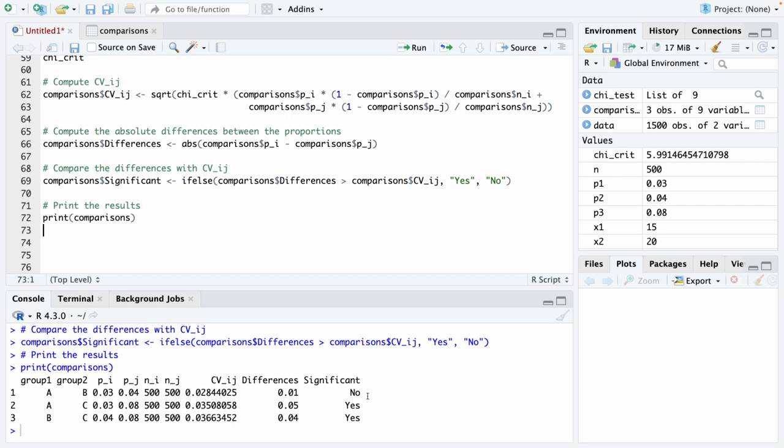Okay, so we could see that table, right? What we're saying now is if the difference is greater than CVIJ, you should put no. So you can see that that is not greater, but for the other one, the difference is actually greater. So with this, we can come up with our final business conclusion based off this. Business interpretation.